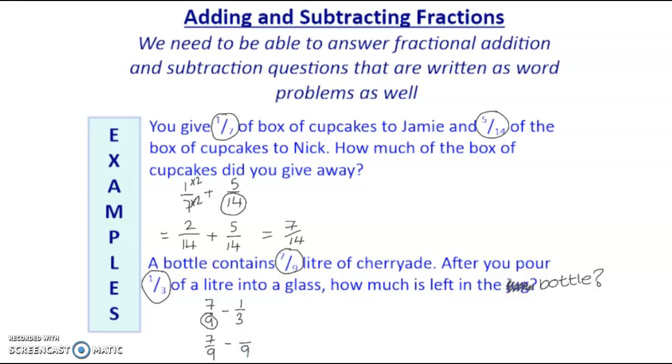What do I times 3 by to get to 9? 3 times something is 9. 3 times 3, lovely. And whatever I do to the bottom, I also do to the top. So 1 times 3 is 3. And again, I've now got a much nicer question to answer. What is 7/9 take away 3/9? The answer is 4/9. And that's how much is left in the bottle. Again, you might want to pause the video to write down those examples to refer back to.